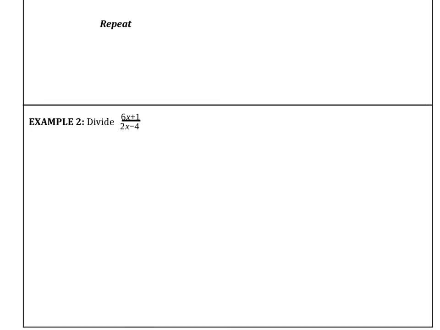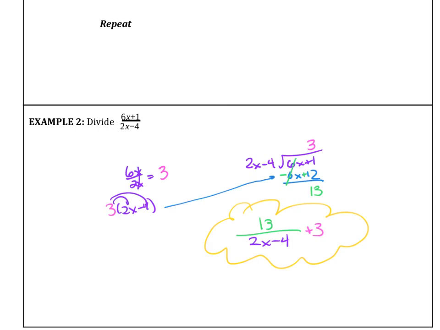So try this example here, 6x plus 1 over 2x minus 4. So if you tried this out, you should have gotten 13 over 2x minus 4 plus 3.